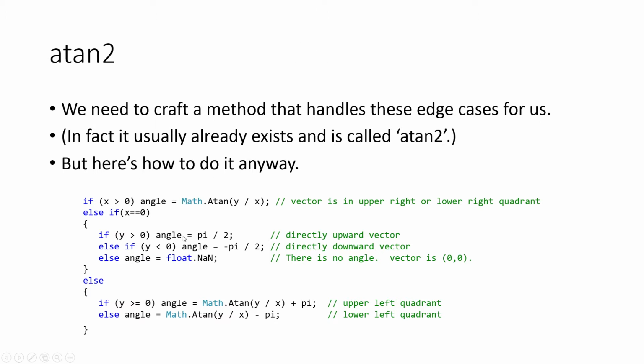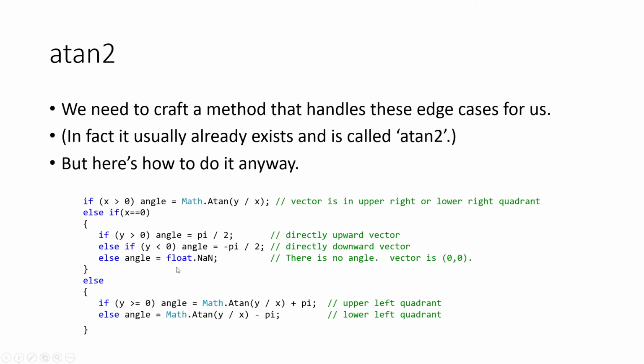Then our angle we can't calculate using a tan because you can't divide by x, but we can tell it the exact angle because it's pointing exactly upwards. The angle is exactly pi over 2. Similarly, if y is less than 0, then we know it's pointing straight down and the angle is negative 90 degrees or negative pi over 2 radians. But if x and y are both 0, then you don't really have an angle. A 0, 0 vector doesn't point in any direction, so we just say not a number.